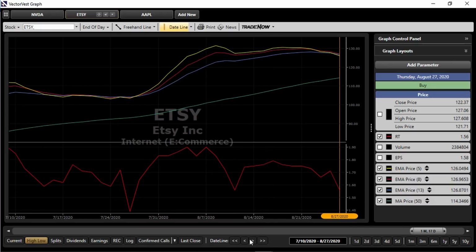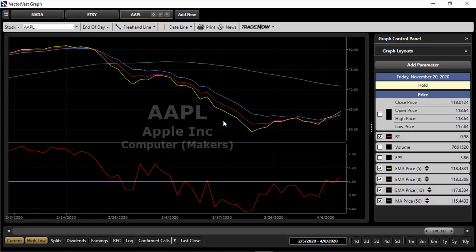Looks like we got our crossover on August 27th, about $122. And we'll look at one more. We'll look at Apple. Same time period, just kind of going through the technique, making sure you folks understand the setup, the entry, the exit, all very important components of a systematic trading system.